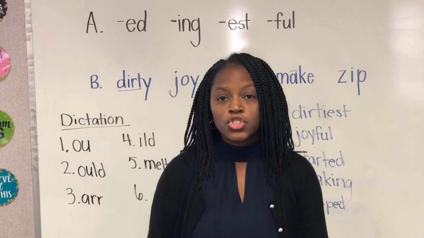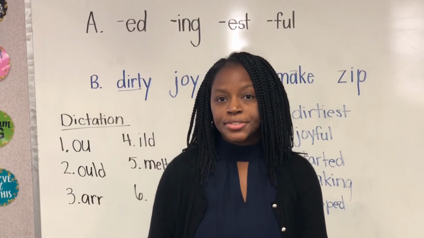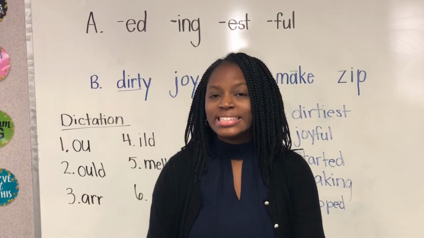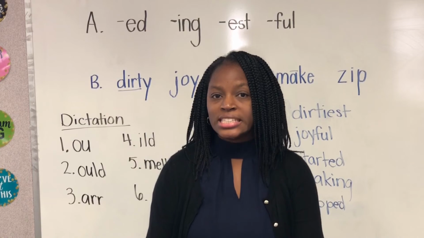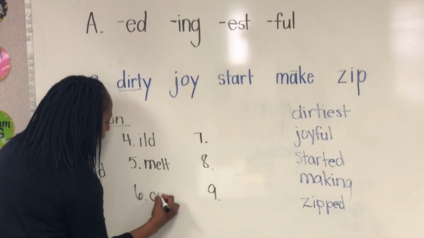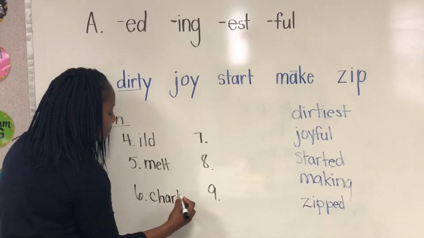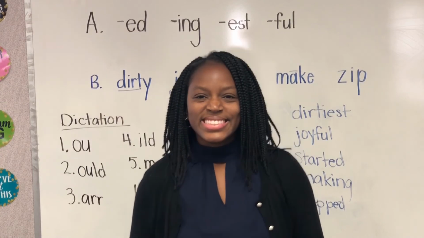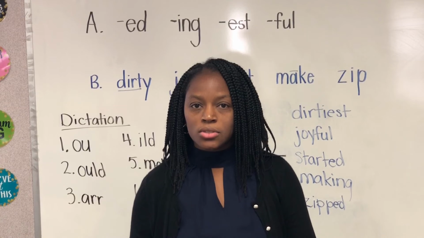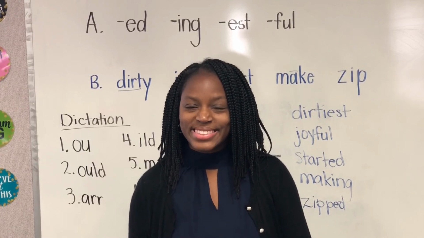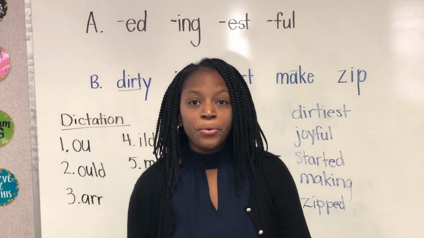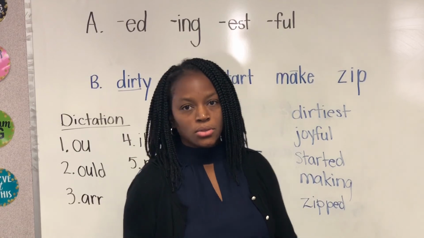Write the word chart. Chart is spelled C-H-A-R-T. Chart. Number 7. Write the word wild. Wild is spelled W-I-L-D. Wild.